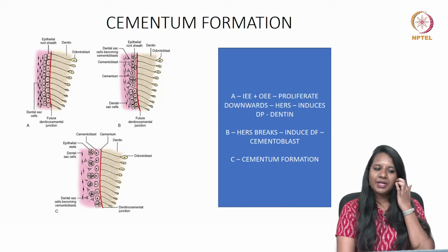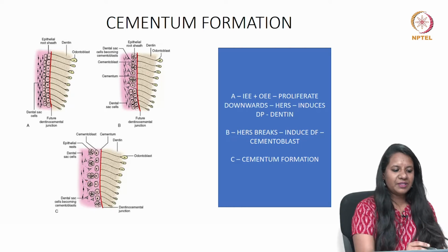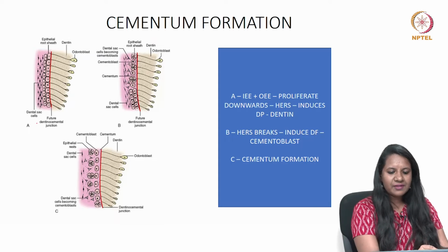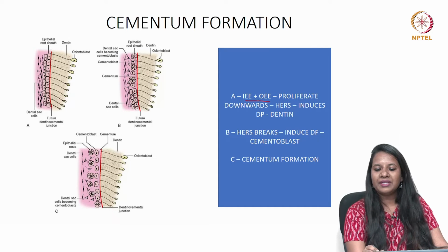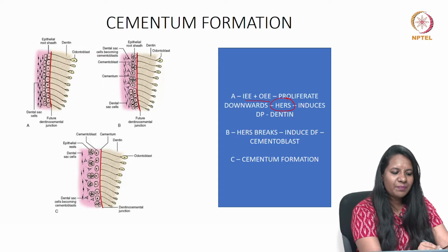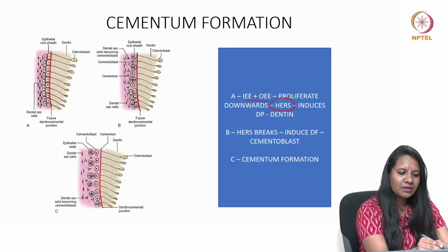So, moving to cementum formation. These pictures will clearly tell you the formation of cementum. In the first picture, the inner enamel epithelium and outer enamel epithelium proliferate downwards, leading to formation of Hertwig's epithelial root sheath that induces dental papilla cells to form odontoblasts, okay, here.